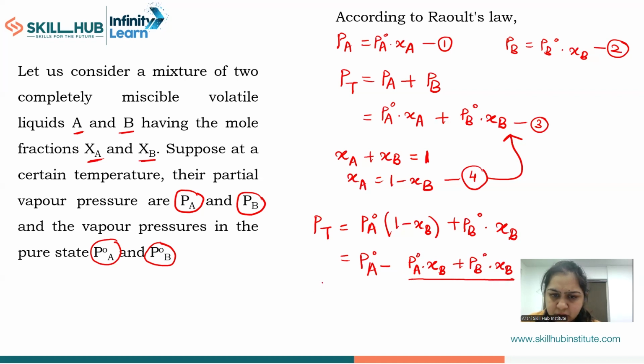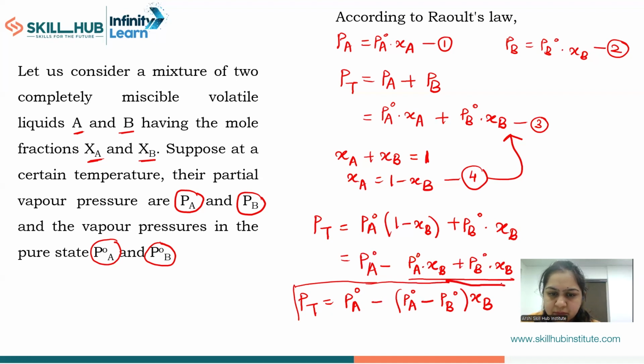Now here I can take XB common from these two terms. So the equation will be PT equals PA naught, and since this term is negative, I'll take it as minus, (PA naught minus PB naught) times XB. So this is the equation that we get for Raoult's law. This is the total equation that we can solve and get for Raoult's law.